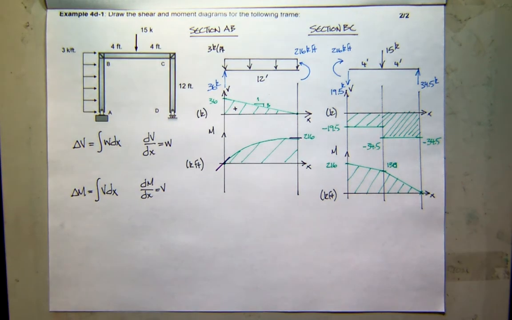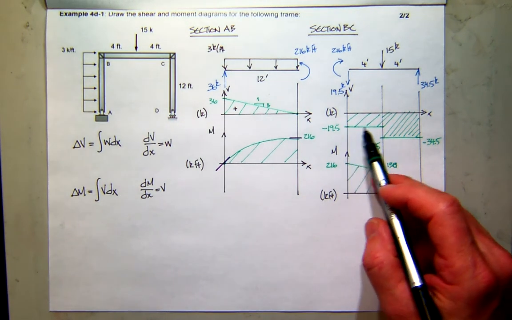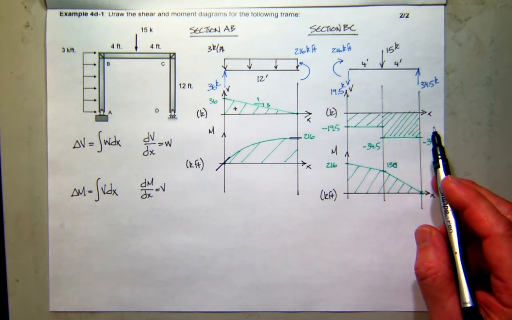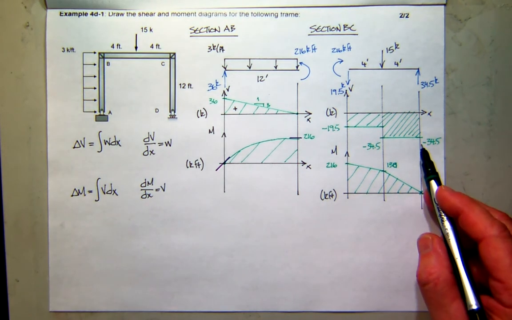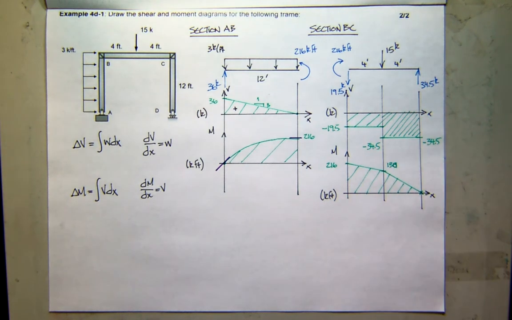So what is the slope of the moment diagram at A, or at the beginning, which would be B? It would be negative 19.5. What's the slope of the moment diagram at C? It should be here, negative 34.5. You can read all the answers you need right off the diagram.